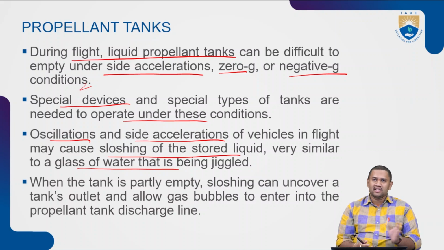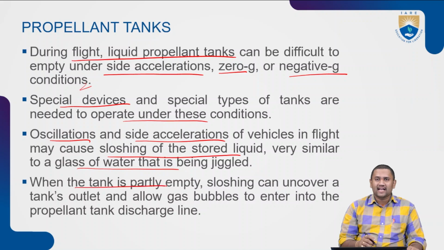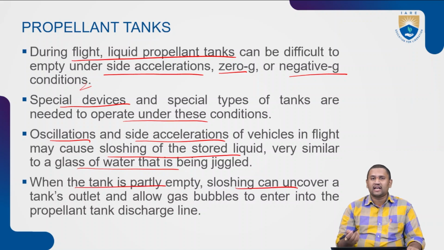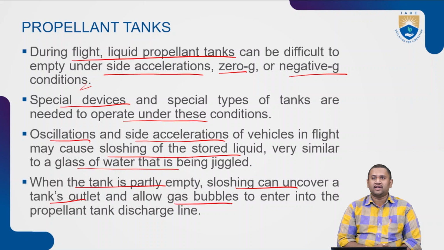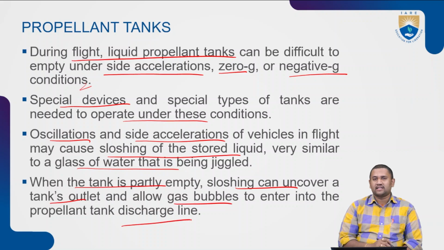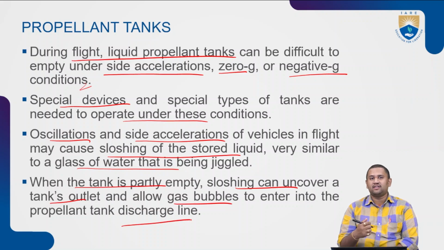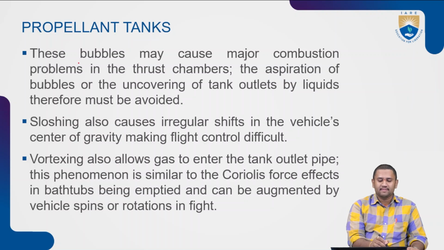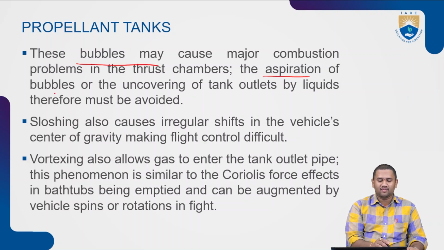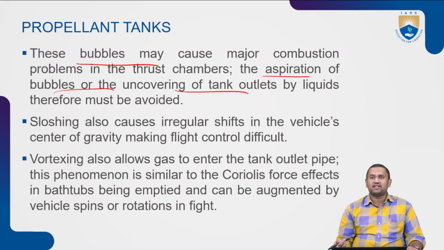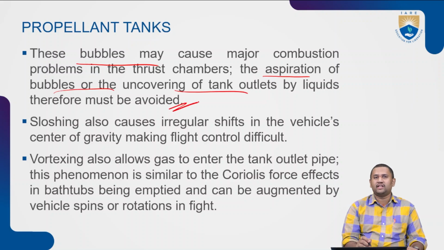Now, with this sloshing effect, particularly when the tank is partly empty, sloshing can uncover a tank's outlet, particularly for the liquid propellant, and allow a gas bubble to enter into the propellant discharge line. Now, as the gas enters the turbo pump, the efficiency decreases as well as there will be a drop in combustion. These bubbles may cause major combustion problems in thrust chambers, and the aspiration of the bubbles and uncovering of tank outlets by liquids must therefore be avoided.